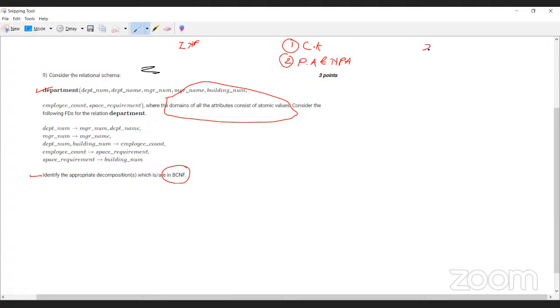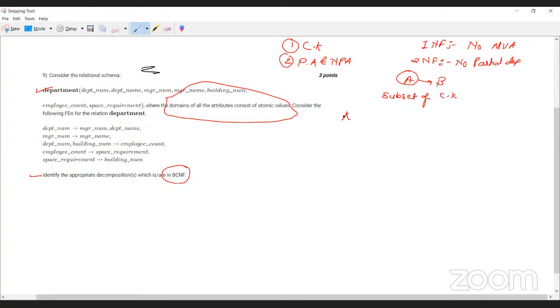Now let us check for second NF. What is the condition for 2NF? Partial dependency, yes. For first NF, there should be no multi-valued attribute. For 2NF, there should be no partial dependency. What I mean by partial dependency: suppose A determines B is there, and A is a subset of a candidate key.